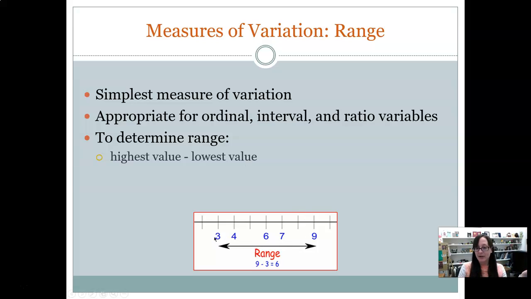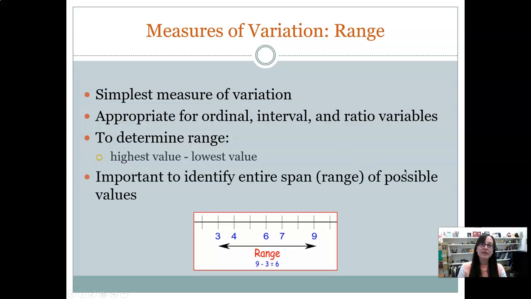All you have to do is subtract the lowest value from the highest value. So if this is our example here, we've got a number line, we've got 3, 4, 6, 7, and 9 as our values. So this is a sample of 5 values. Our range would be, we take the highest, which is 9, the lowest, which is 3, subtract them, and our range is 6. So this is an important measure if we just want to identify the entire span or range of possible values. So in our sample, what is the highest and what is the lowest and how big is that span from lowest to highest? That's all the range does.